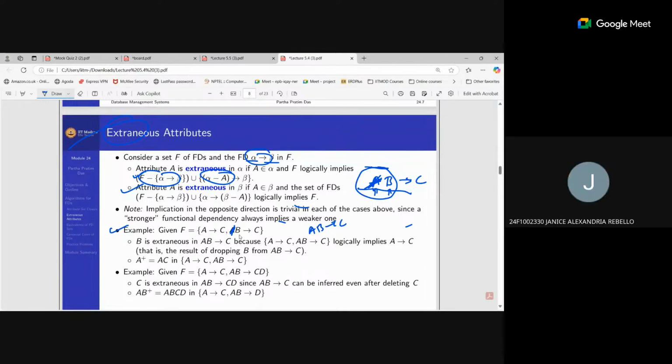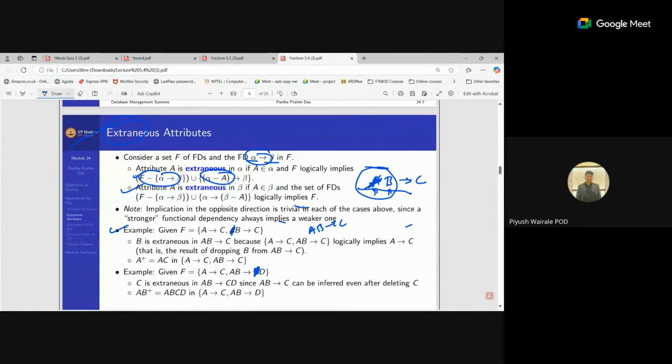So if something is extraneous on the right side, how do we check it? For right side, it is simple only. For example, here you want to check for this one, right? Right hand side is simple. Remove that attribute for which you are checking, for example, C. So that's it.